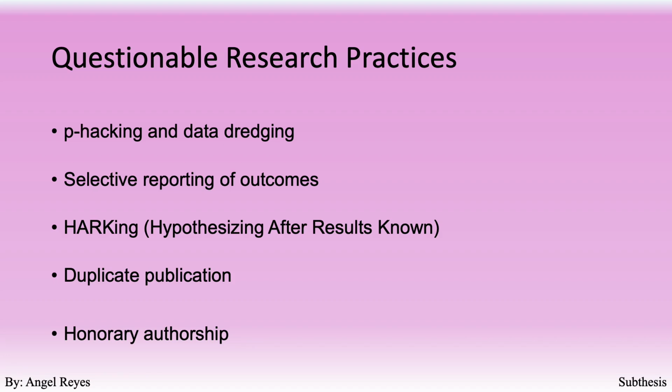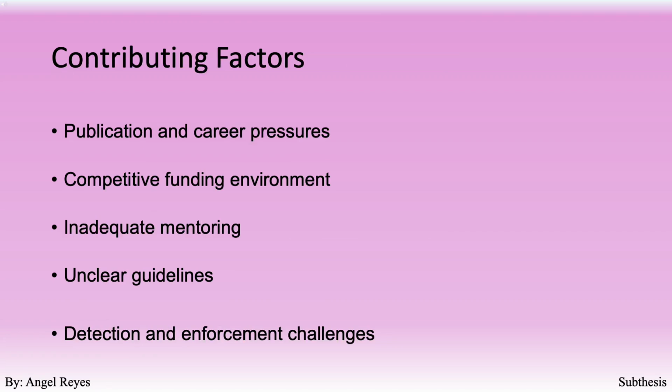These practices are more common than outright misconduct, and collectively may cause greater harm to scientific reliability by systematically biasing the published literature. Systemic factors contribute to integrity violations. Publication and career pressures create incentives for productivity and positive results over methodological rigor and accuracy.